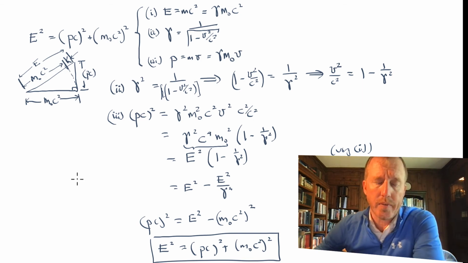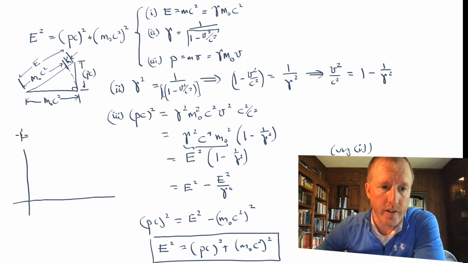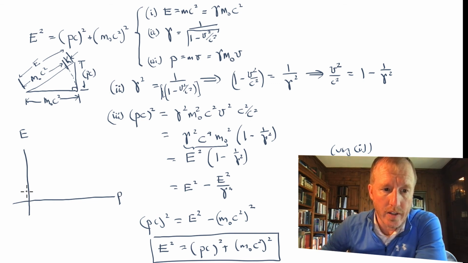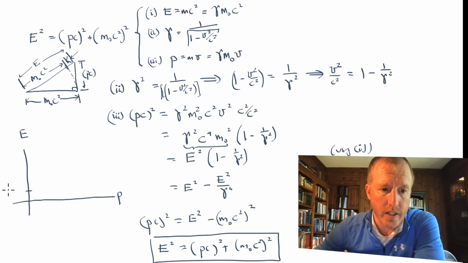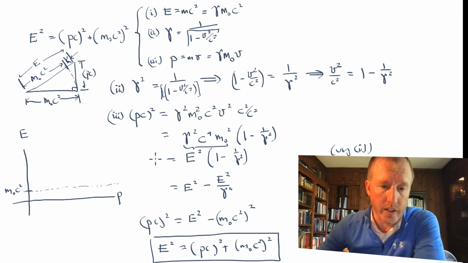Okay, and so then let me just say one other thing about this formula. You can think about what the total energy of an object is as a function of its momentum. And you can see that when the momentum is 0, it still has some energy, and that energy is m naught c squared. So if we set p equals 0 in this formula and take the square root of both sides, we'll see that the energy is minimally m naught c squared. That's the rest energy, or the energy associated with its resting state.